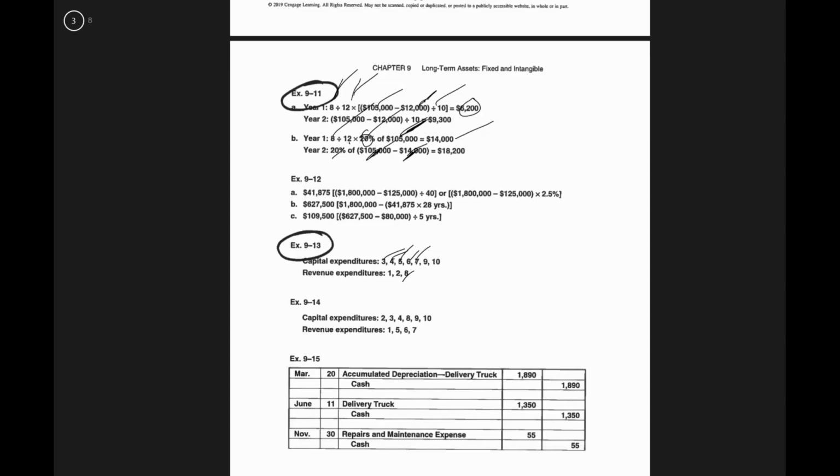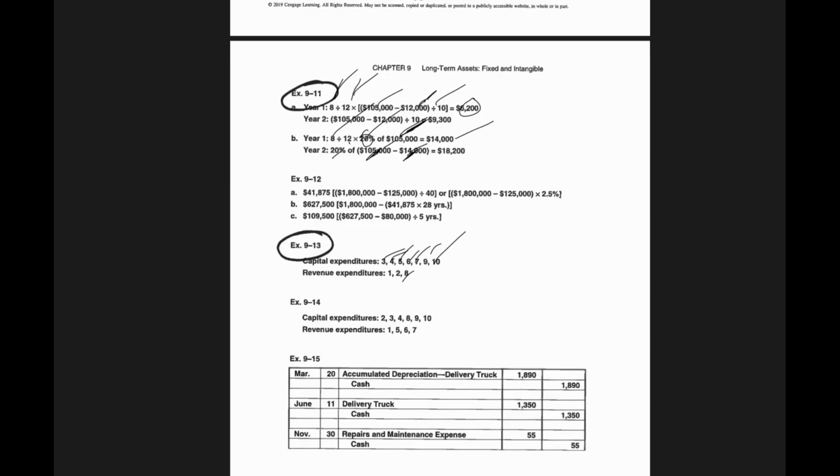Repaired a flat tire. That's an expense. Replaced a truck suspension system. It's a whole new system. Capitalize. Tinted the back and side windows. In this case, they capitalize it.